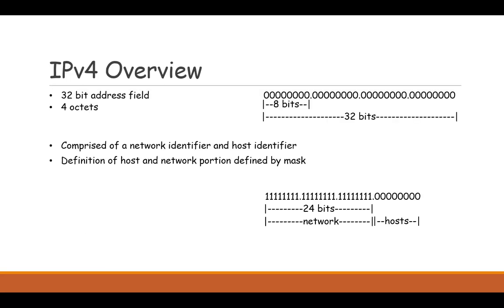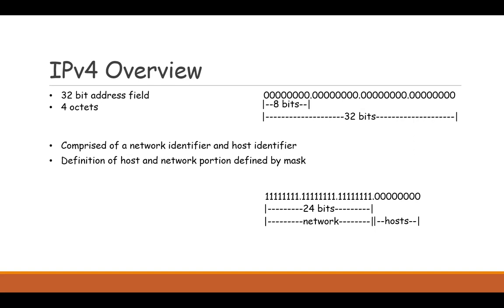So the IPv4 address contains 32 bits of addressing space. And this is broken up into 4 octets of 8 bits each to simplify writing it out in dotted decimal notation. The address itself is comprised of a network identifier and host identifier within that network. So like the network is the street you live on and the host is the house number you live in.